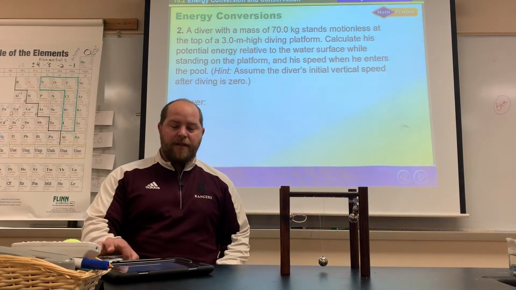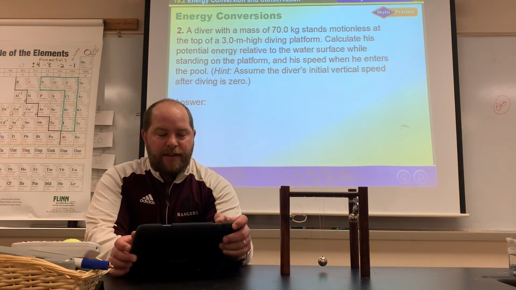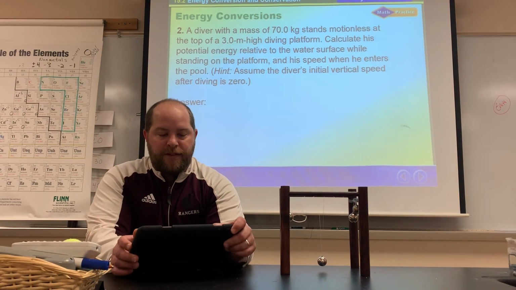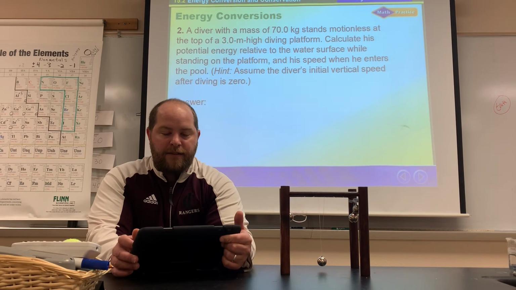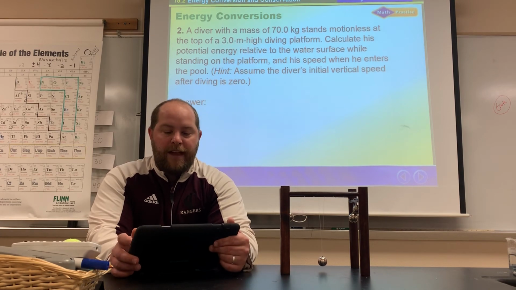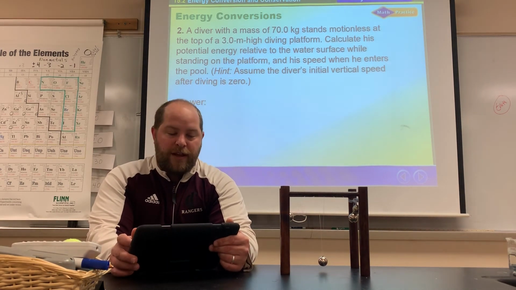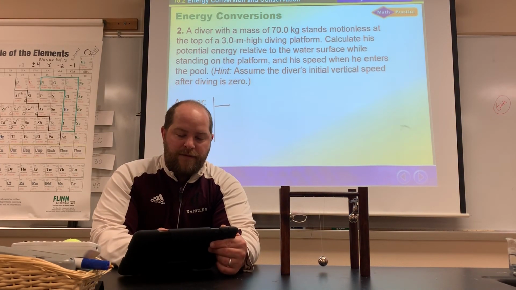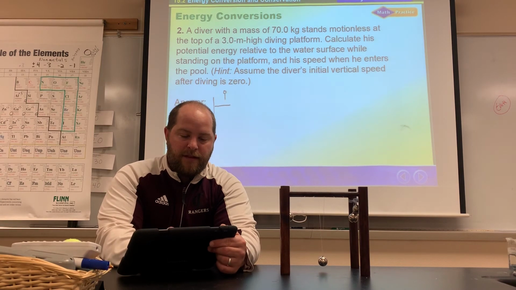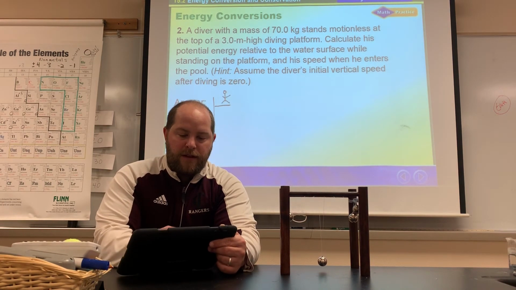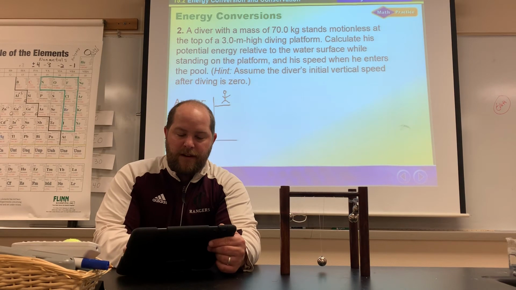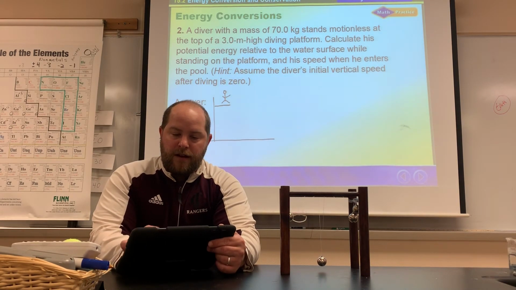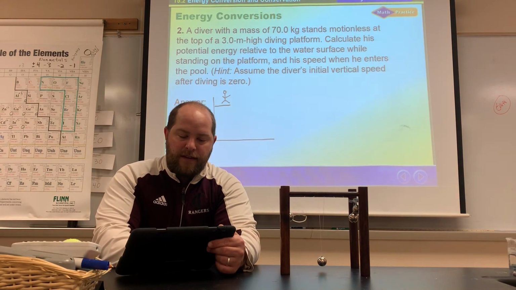So now we have a diver with a mass of 70 kilograms, stands motionless on the top of a 3-meter high diving platform. Calculate his potential energy relative to the water surface while standing on the platform, and his speed when he enters the pool. All right, so we'll draw in a diver here. There we go. It's on a platform. He's gonna jump into the pool. It's going to be height equals 3 meters.